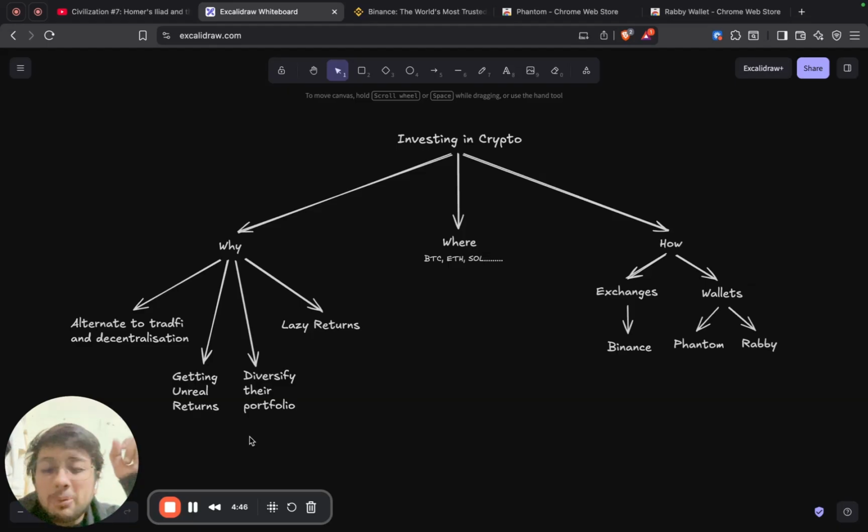Second thing, crypto is an asset class that, to a very large extent, if we remove the past 1.5 years, behaves pretty differently from stocks, gold, and silver.